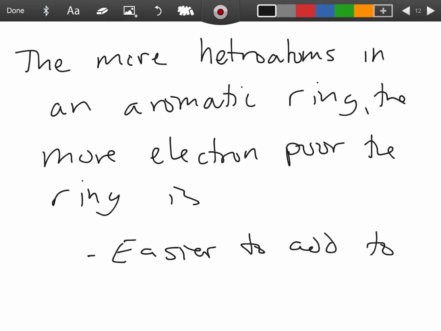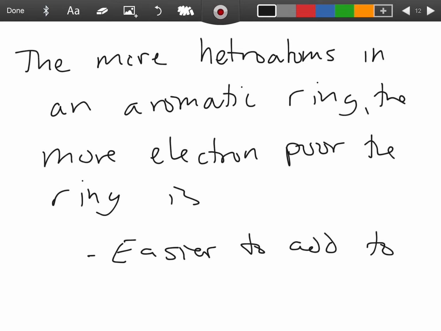It just becomes easier to add to, right? So the more oxygens and nitrogens and sulfurs you put in an aromatic ring, the more electron poor, the more positive that ring is going to kind of act, and the easier it is to add to. I always like to say, you can think about it as the more heteroatoms that you put in a ring, it almost like that aromatic ring becomes less aromatic. It's just easier to add to. It's just not as stable, right?